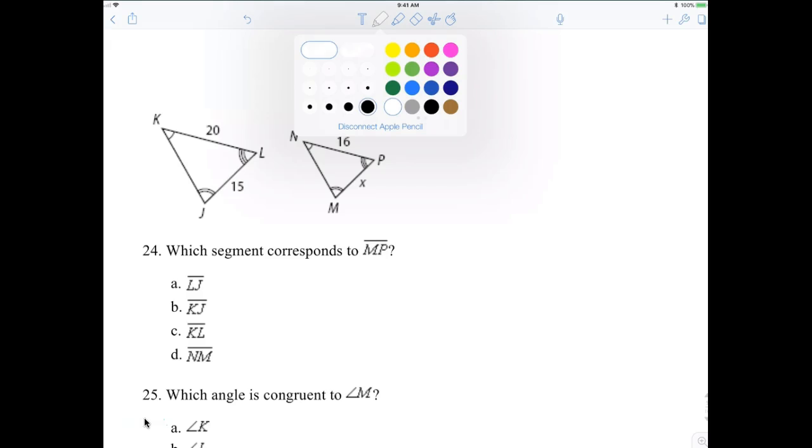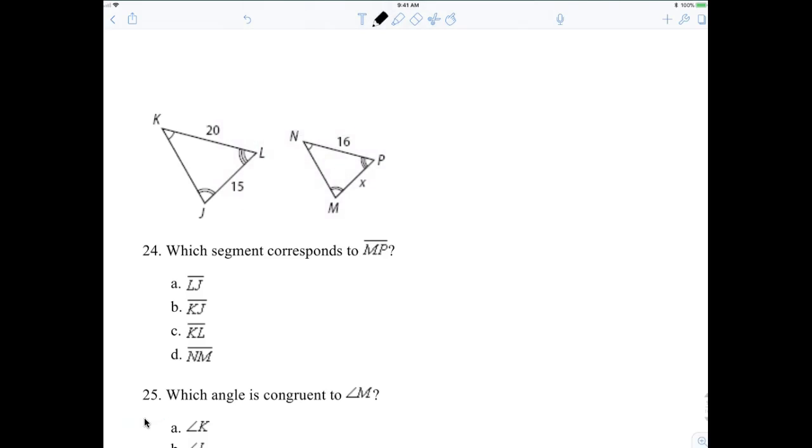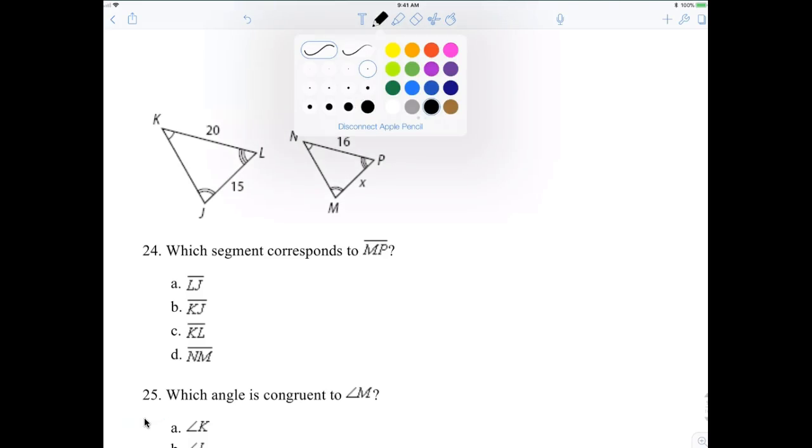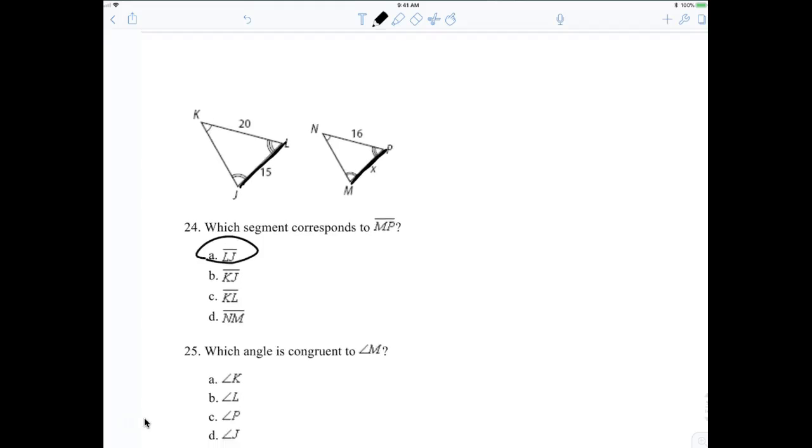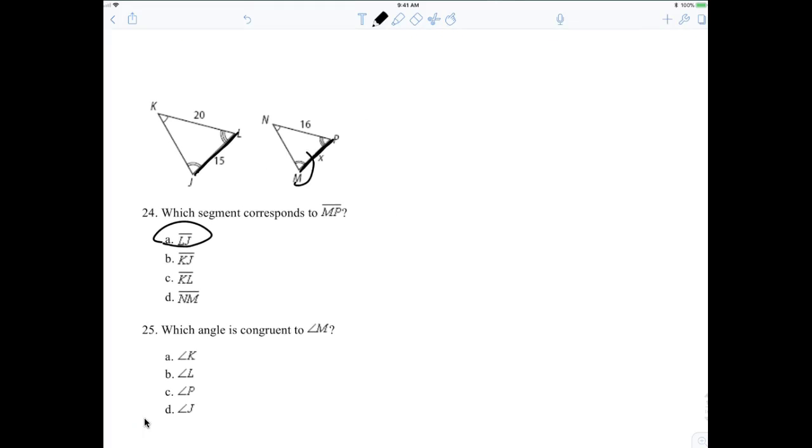All right. So now let's take a look at this. It says which segment corresponds to MP. MP is between 2 and 3 lines, so that would have to be the JL. Yes. All right, or LJ, which is A. All right, everybody good with that? All right, let's take a look at 25. Angle M would be congruent to angle what? J. J. Good job, guys.